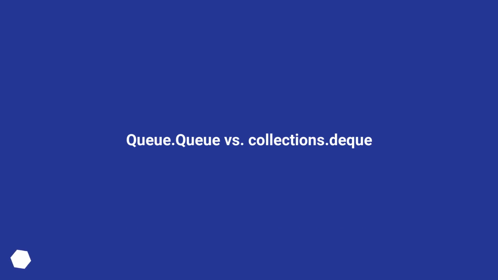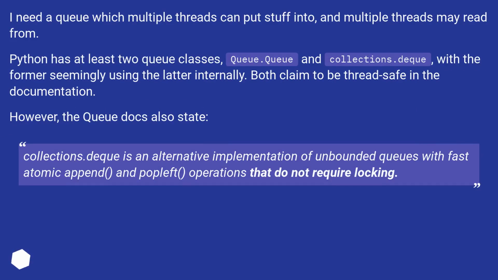Queue.Queue versus collections.deque. I need a queue which multiple threads can put stuff into, and multiple threads may read from. Python has at least two queue classes, Queue.Queue and collections.deque, with the former seemingly using the latter internally. Both claim to be thread safe in the documentation.